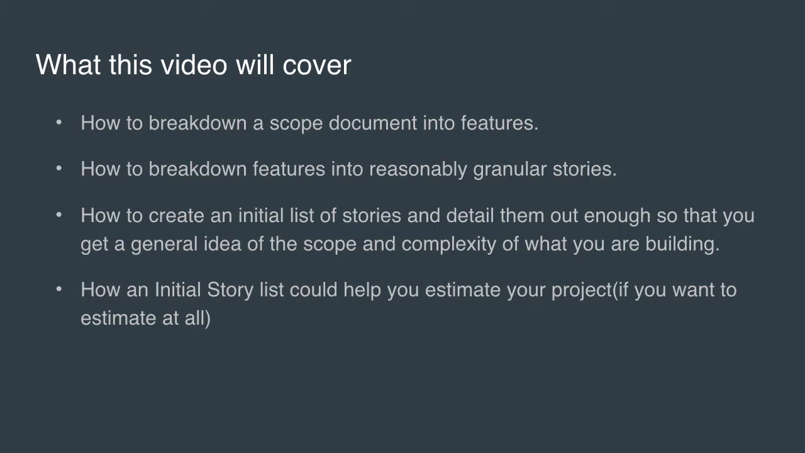So really quickly, let's just cover what this video is going to be talking about today. It's going to be talking about how to break down a scope document into features, and I'll show with an example how we can do this. How to break down features into reasonably granular stories, how to create an initial list of stories and detail them out enough so that you get a general idea of the scope and the complexity of what you're building, and how an initial story list could help you estimate your project if you want to estimate at all. And I'm going to be doing another video on how to estimate stories later, but we'll skim on that a little bit in this video as well.